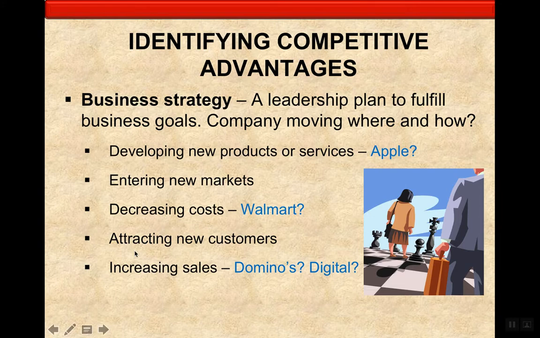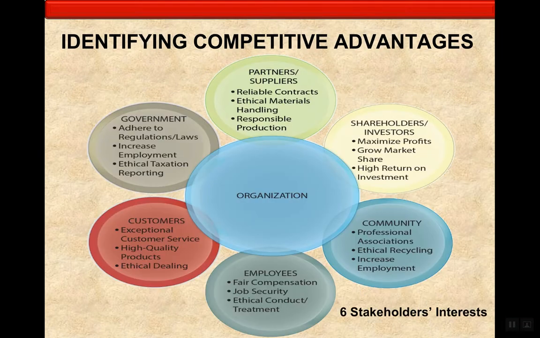Decreasing cost, I think the ones we see around that are Walmart, and to a degree Amazon. I think Amazon is also an organization that is focused on reducing cost. Attracting new customers is another competitive advantage, as well as the ability to drive sales. So each one of these is in every organization. If you take a look at it and focus on it, you get some thoughts around what they do to make themselves successful.